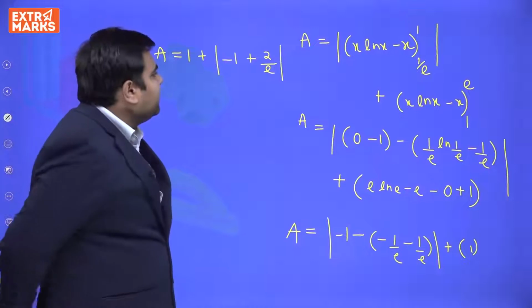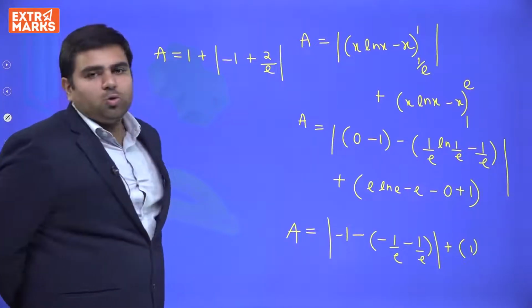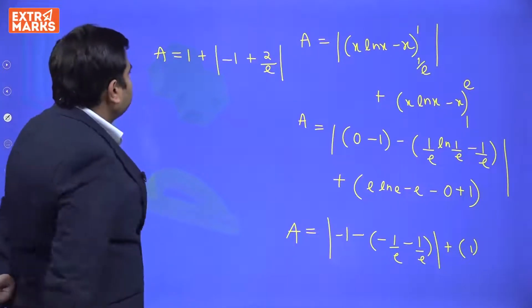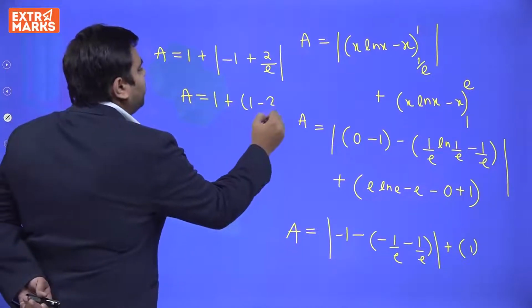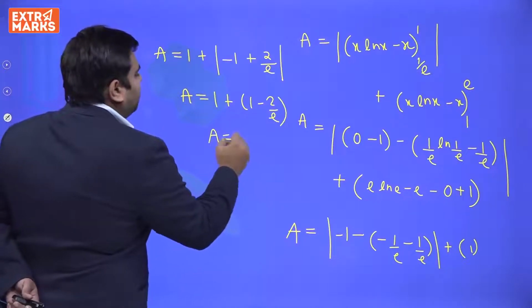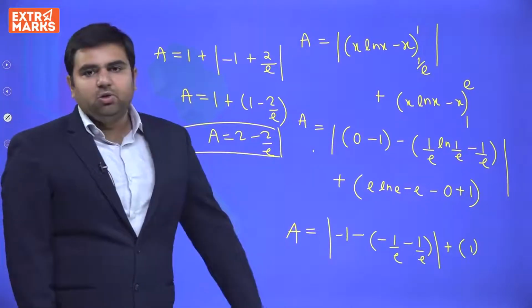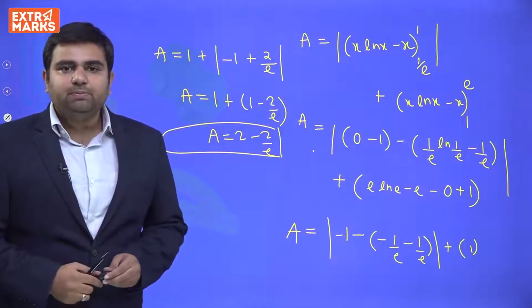So 2 by e means 2 upon 2.7. So 2 upon 2.7 minus 1 has to be negative, right? So therefore this area would come out to be 1 plus 1 minus 2 by e, which comes out to be 2 minus 2 by e. So this is the final answer, right? 2 minus 2 by e is the final answer. Are you getting this point?